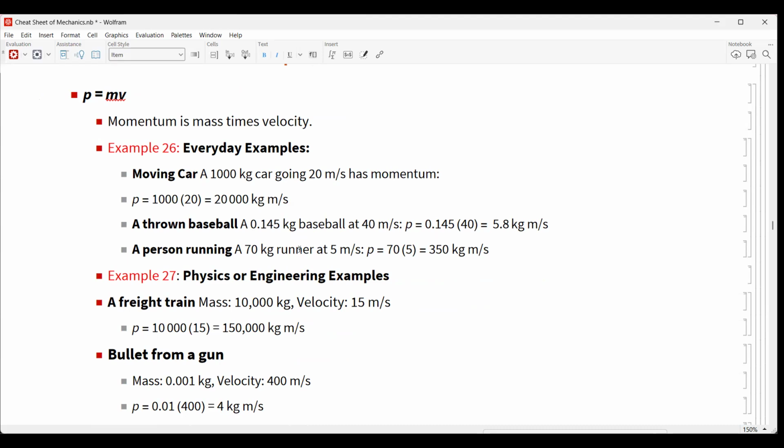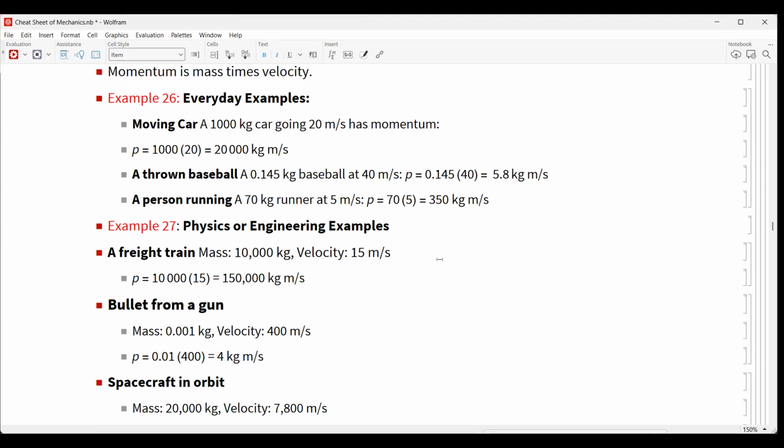A running person: a 70 kilogram runner at 5 meters per second. The momentum is 70 times 5. So 70 kilograms times 5 meters per second is equal to 350 kilogram meters per second.